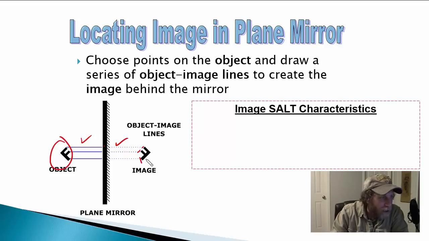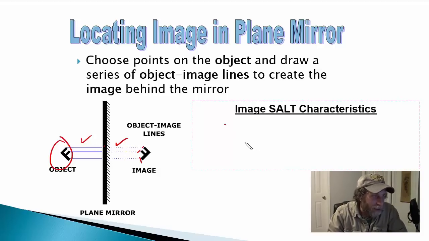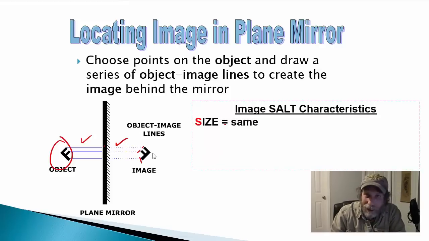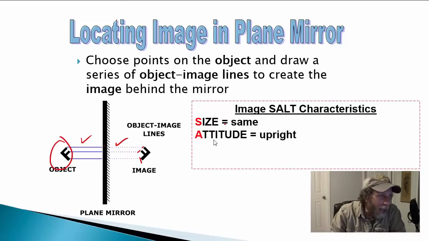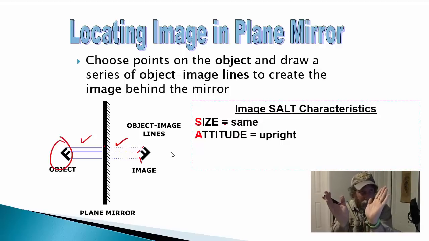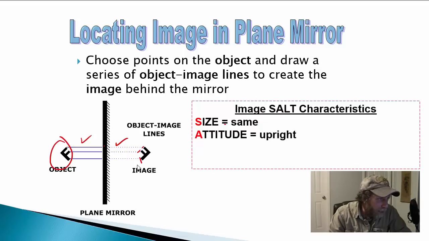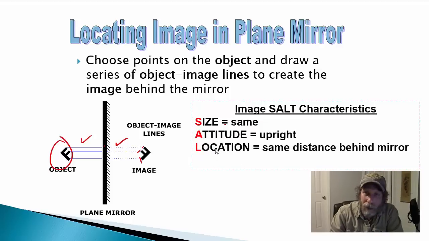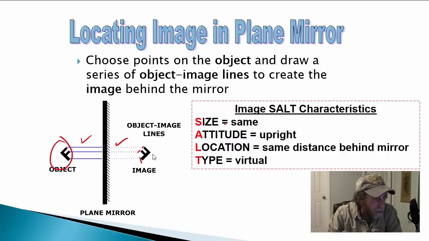And it takes a little bit of time to be able to see it. But what you will discover is the SALT characteristics. The size of the image is the same. The attitude is upright. I know it looks tilted, but this one's upright, this one's upright. They're tilted because this point here has to be the same distance behind the mirror as this point is in front. All right, and that's part of the location. It's the same distance, but behind the mirror. And finally, it is a virtual image. It is not really there. This is the way it is. It's a virtual image.